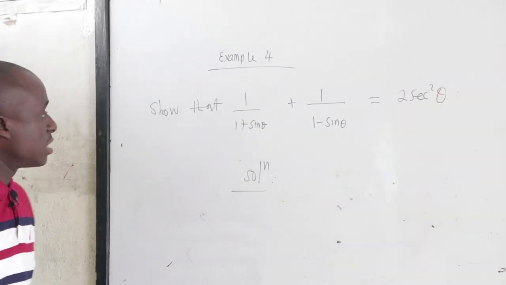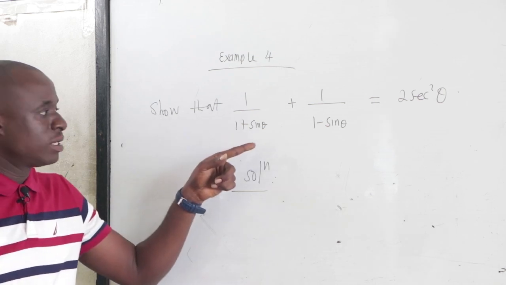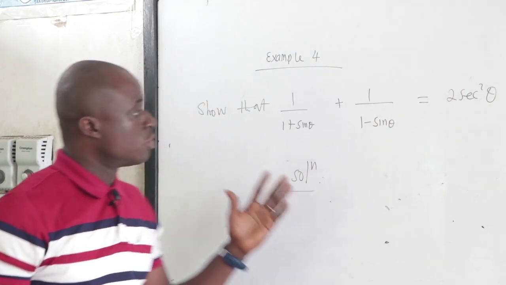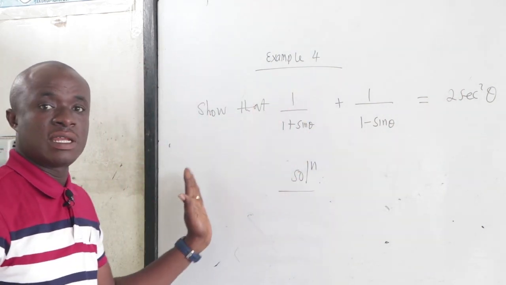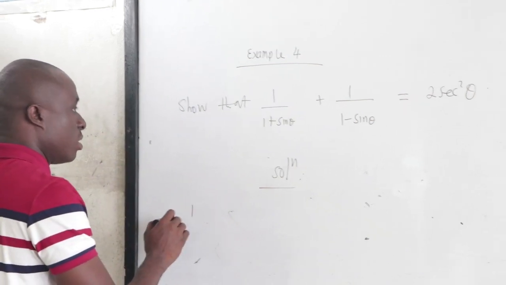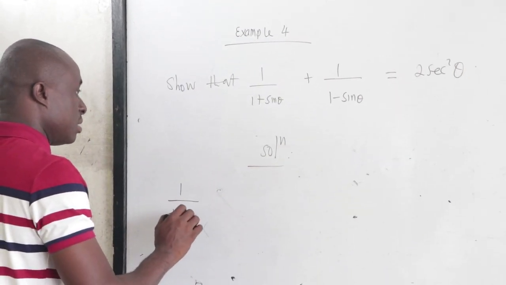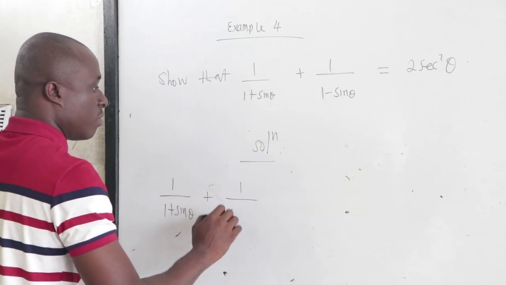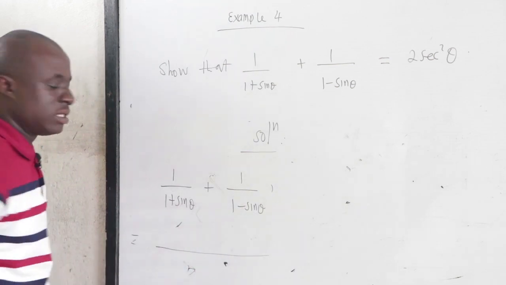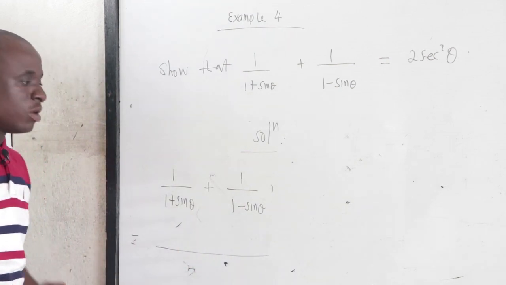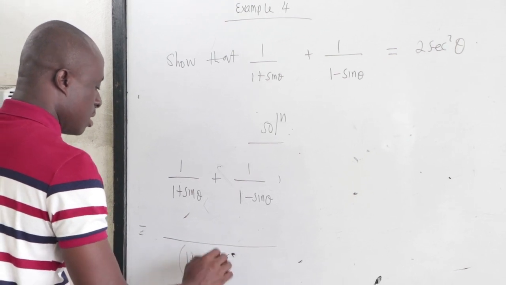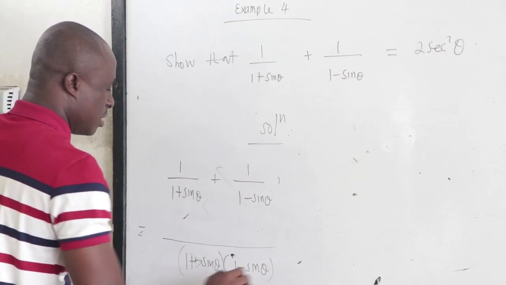Now let's consider this example. We should show that 1 over 1 plus sine theta plus 1 over 1 minus sine theta is equal to 2 sec square theta. So in this case, let's consider the left hand side and see if we'll be able to prove to get the right hand side. So we have 1 over 1 plus sine theta plus 1 all over 1 minus sine theta. Now with this, what is the LCM? The LCM is just the multiplication of the denominators. So that is 1 plus sine theta, 1 minus sine theta.